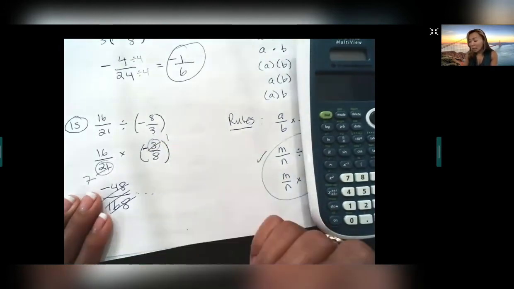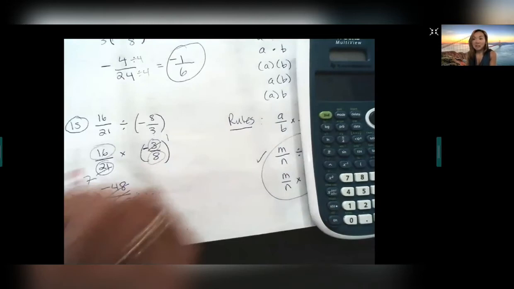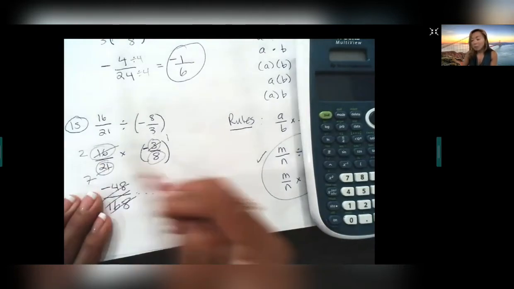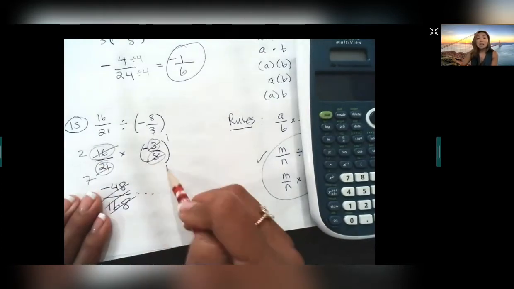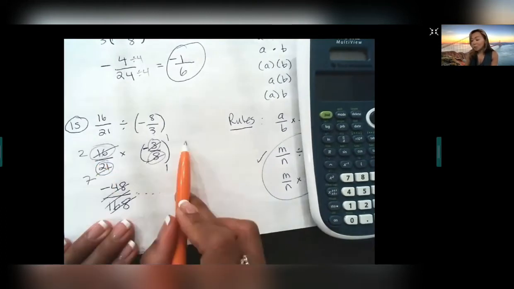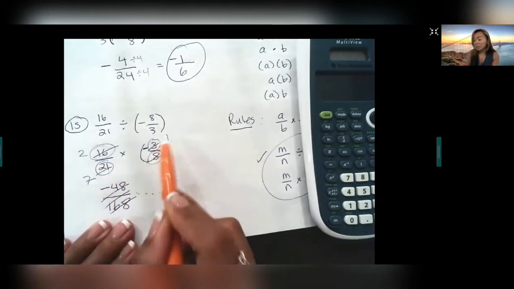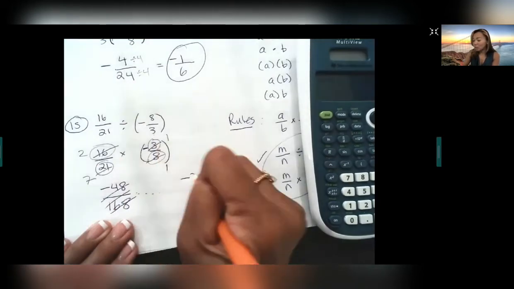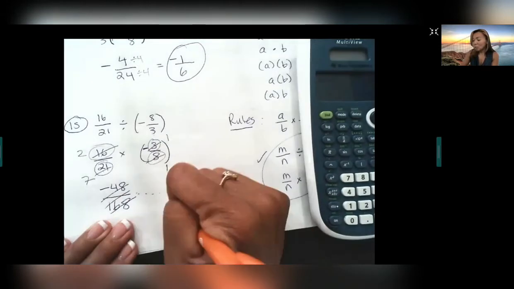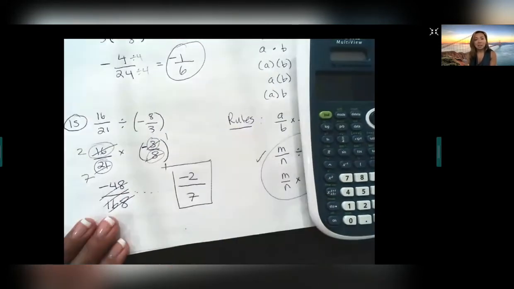I look at the numbers 8 and 16. Do they have anything in common? Yes, they have an 8 in common. 16 divided by 8 gives me 2. 8 divided by 8 gives me 1. So now I can multiply across with these numbers. 2 times a negative 1 will give me a negative 2. The bottom, 7 times 1, will give me 7. So this will be my final simplified answer.